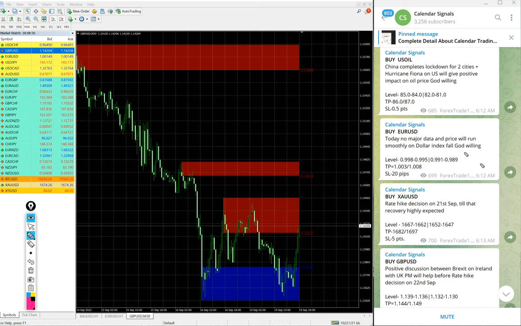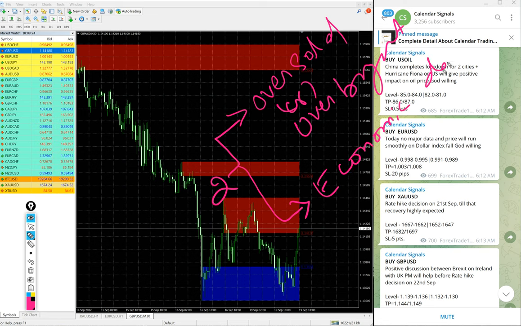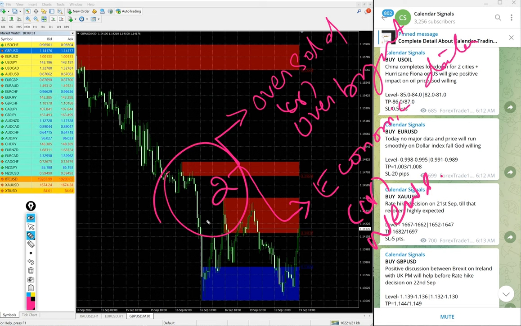Before going into performance, we post the calendar signals based on two aspects. One is oversold or overbought market conditions. Based on the oversold or overbought market condition, you will find the signals on calendar signals. And another reason is signals given based on economic data or news. Based on this, we give the signals on our calendar signals channel.